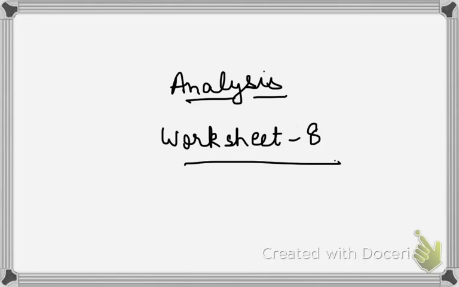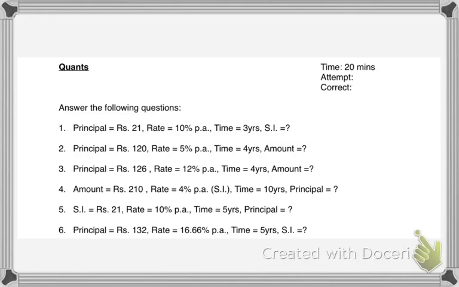Well, worksheet 8 is mainly based upon your simple interest and compound interest for the quant section, and your DI part, which is mainly based upon your percentage chapter. Over and above, you can say all this worksheet relates to just one thing, that is percentage. Now, how we can relate this topic, even your simple interest, compound interest to percentage, I will be telling you that. So let's get on with the analysis.